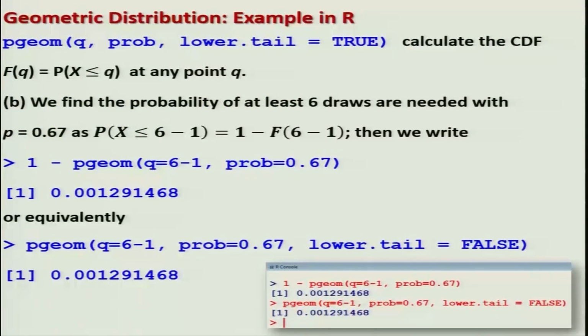Okay, so now we try to compute the CDF. So for that we have the command pgeom q, and then you have to give the probability, and you have an option to give lower.tail equal to true or false, just like we have used earlier. So this will give you the CDF F(q) equal to probability x less than equal to q at any point q. So when you are trying to prescribe this command, you have to be careful when you choose the value of q, right. So that is again going to be something like the k minus 1 type of issue.